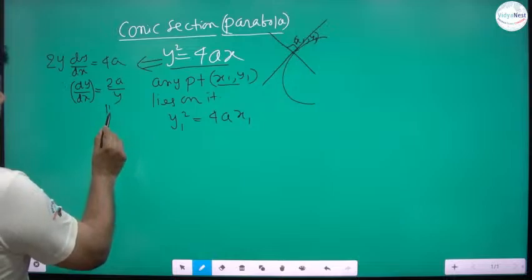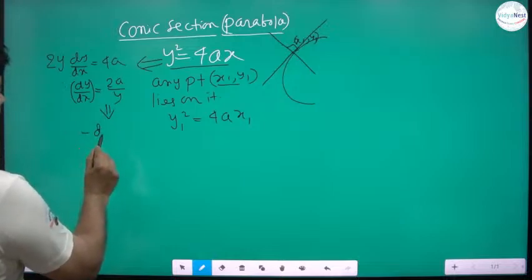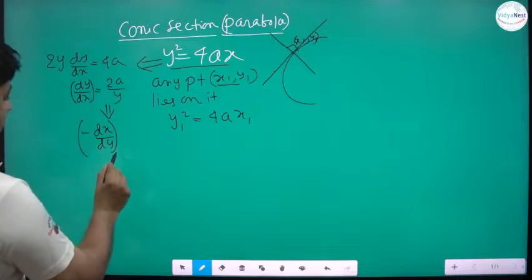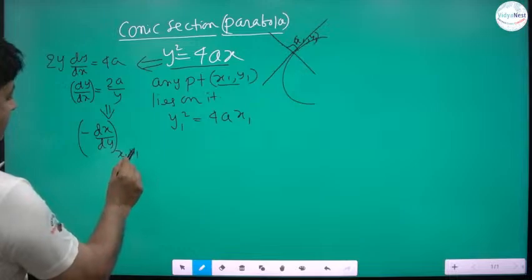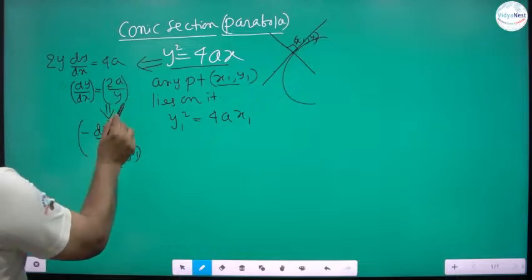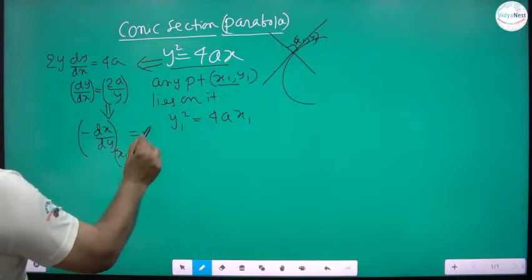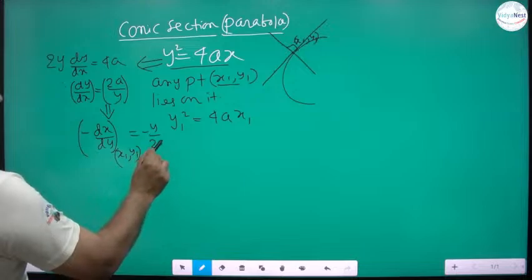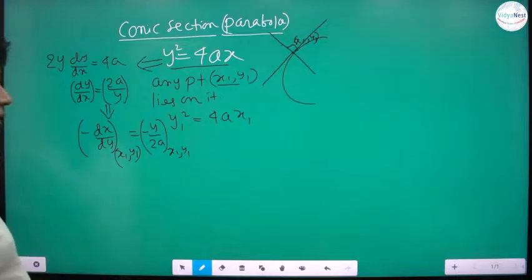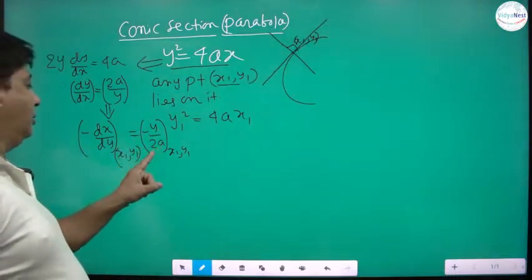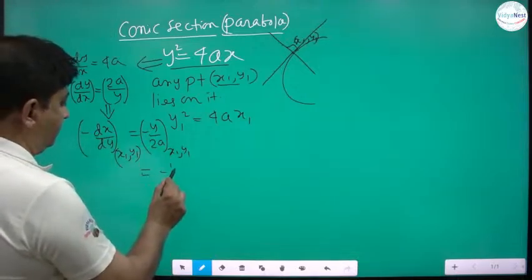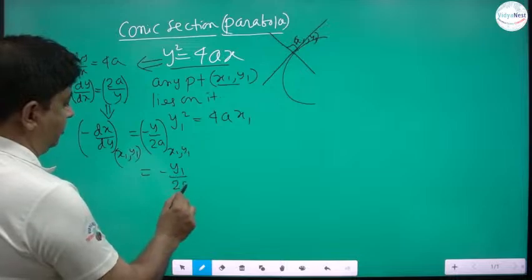So dy/dx once I got, we can find minus dx/dy, at which point? x1, y1. So my dy/dx is this. So minus dx/dy is minus y by 2a at x1, y1. But here in this slope there is no x term exist. So I can put y1.